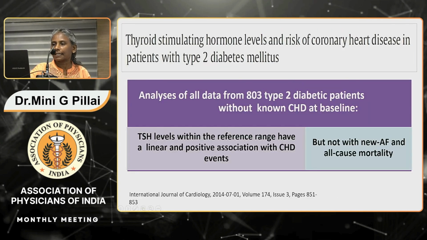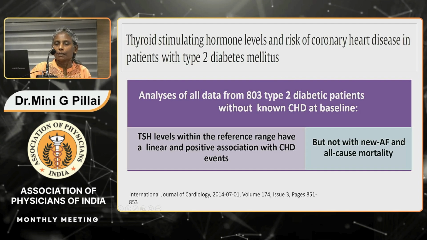The risk of coronary heart disease in patients with type 2 diabetes, analysis of data from 803 patients without known heart disease at baseline. TSH levels within the reference range have a linear and positive association with CHD events, which means within the normal range, a higher TSH is associated with higher risk of coronary events. And of course, we know AF is more associated with lower TSH.